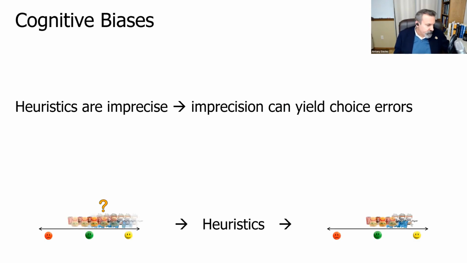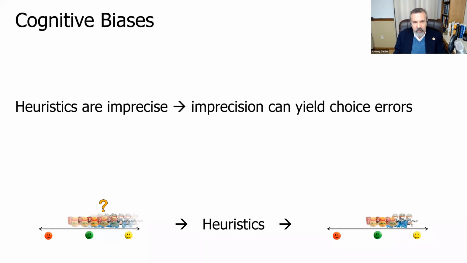All right, so these are heuristic shortcuts that we use because we simply don't have enough information to make perfect decisions. But here's the thing, heuristics are imprecise, and because they're imprecise, they will cause you to make choice errors. You will make the wrong decisions from time to time. And these errors, we call them cognitive biases. Cognitive biases are what arises when you use a heuristic and you end up making the wrong choice.